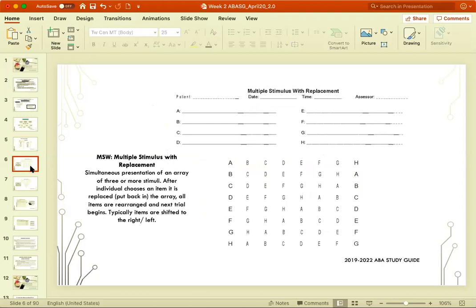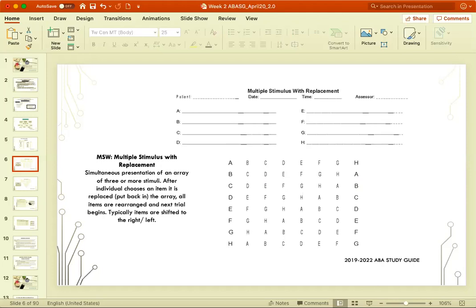With the with replacement, in this example, you present 8 stimuli in a row. You ask them to select an item, then you put the item right back where it was and shift everything. I always did it to the right. I don't think it matters, but you're typically just shifting everything one position. This helps to control for position bias. And this also helps to make sure that there are equal opportunities because it's always put back in.